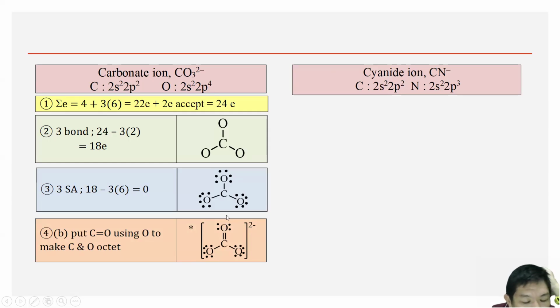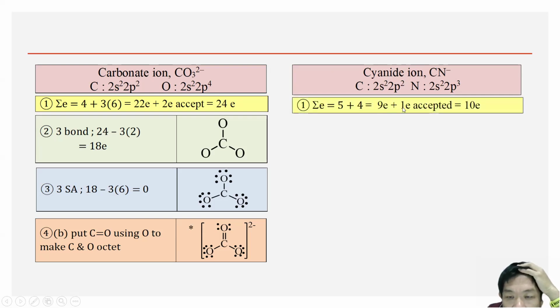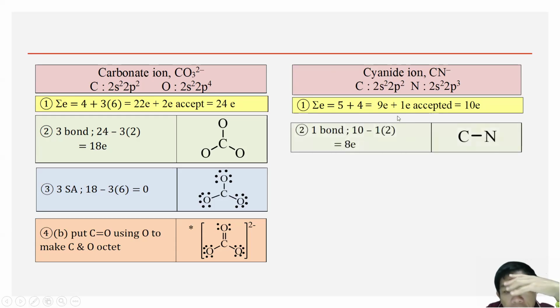Okay, so why is it that in the slide here I put a star? Because in the new syllabus, this way of drawing the carbonate is no longer accepted in STPM. So later we will improve the structure of the carbonate. Okay, next one is the cyanide ion. So carbon is 4, nitrogen is 5, so total valence electrons is 9, plus 1 electron accepted because of CN minus. So you draw 1 covalent bond between C and N.